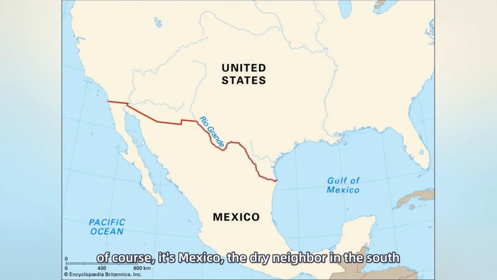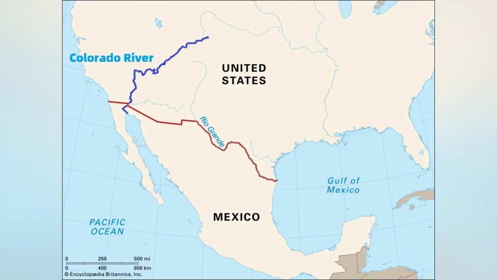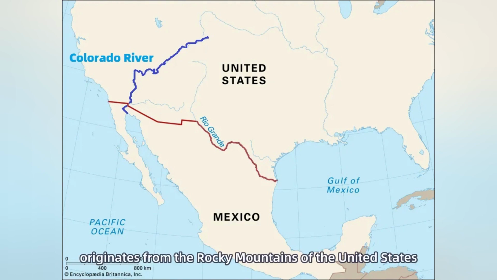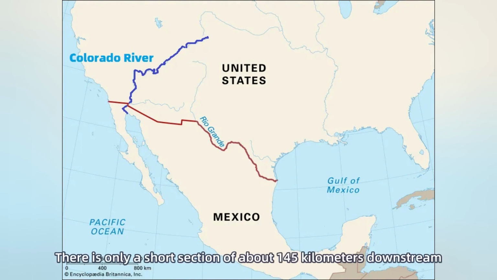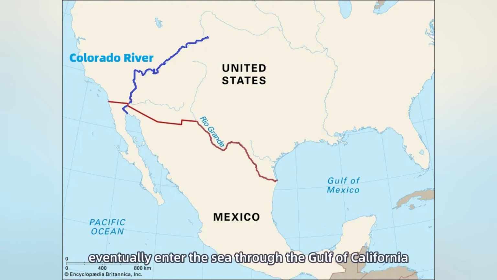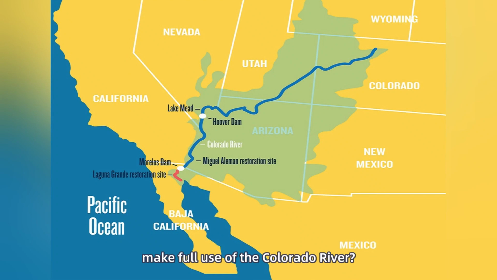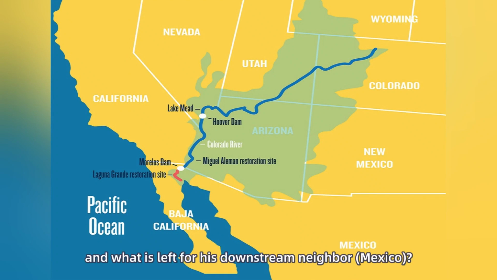Of course, it's Mexico. A very famous river flows between the United States and Mexico, that's the Colorado River. The total length of 2,320 kilometers originates from the Rocky Mountains of the United States. There is only a short section of about 145 kilometers downstream that flows through Mexico, eventually entering the sea through the Gulf of California. So how does the United States, as the upstream country, make full use of the Colorado River? And what is left for its downstream neighbor, Mexico?